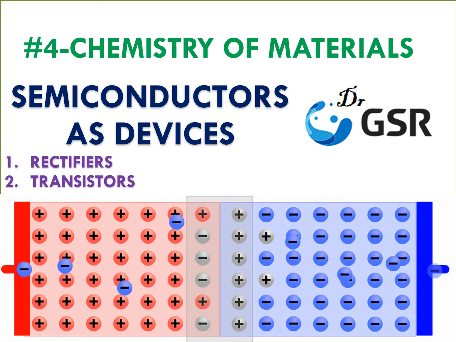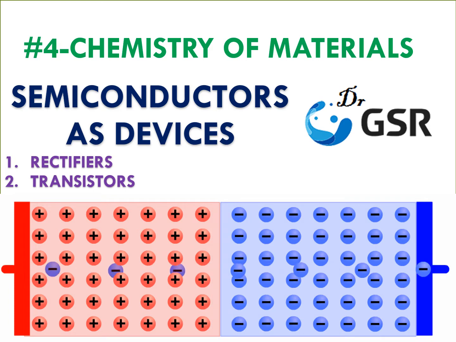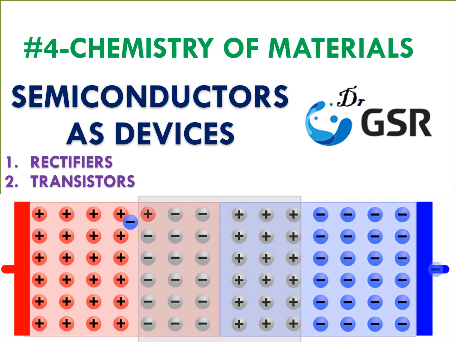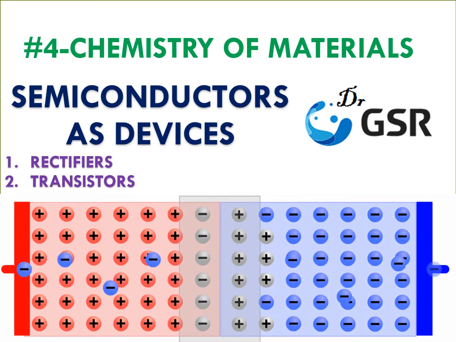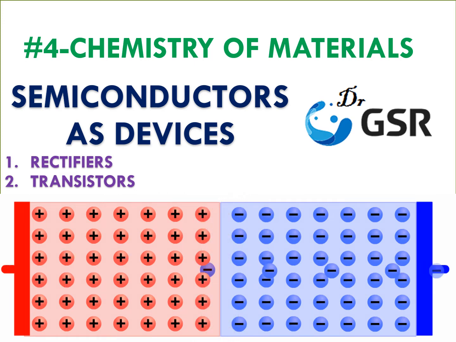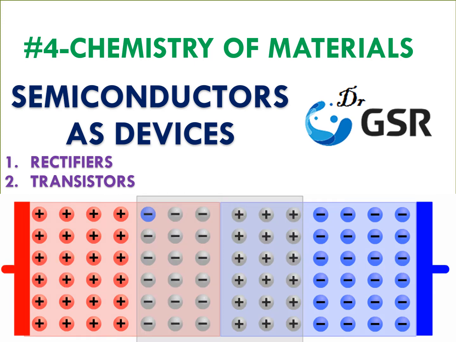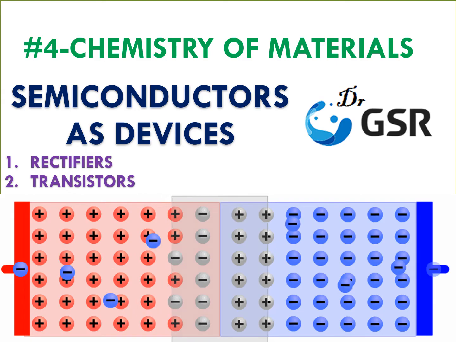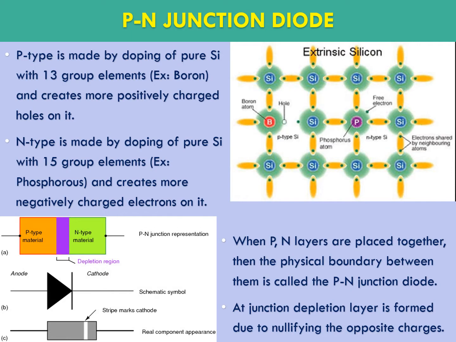Today's topic is semiconductor devices. This is the fourth topic in chemistry of materials. In the previous session, we already discussed what semiconductors are and how they can be prepared in different ways. Today, before going to semiconductor devices, we need to know what a PN junction diode is.